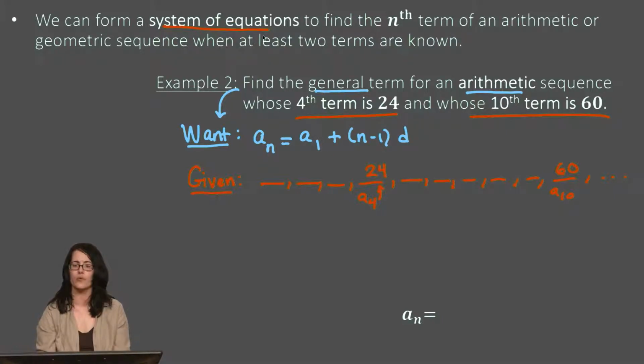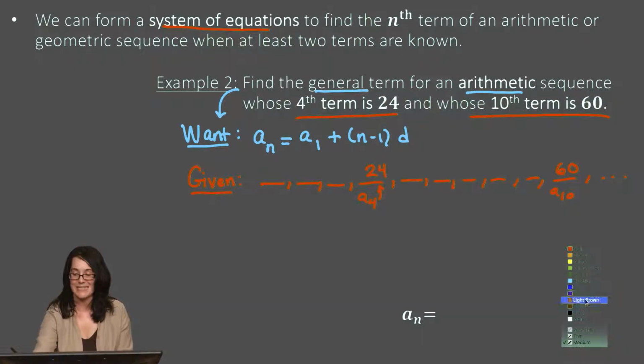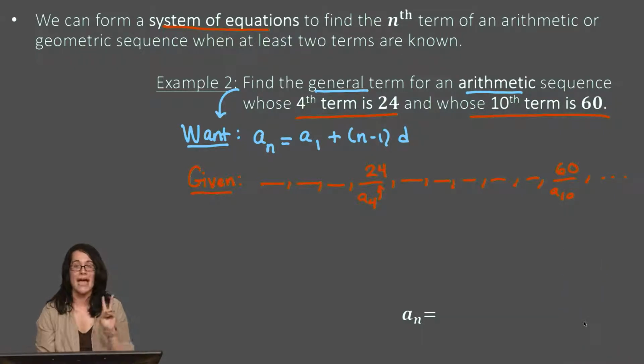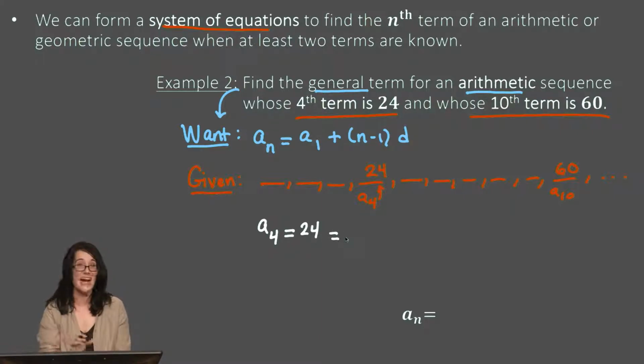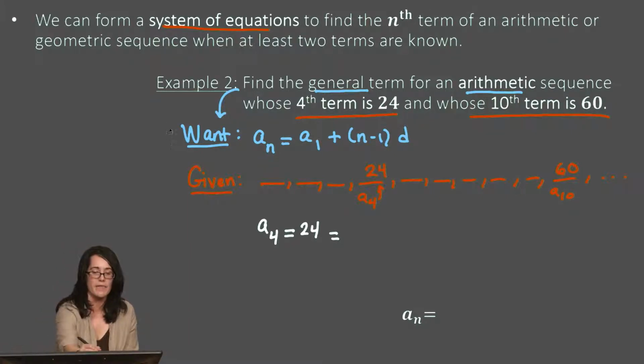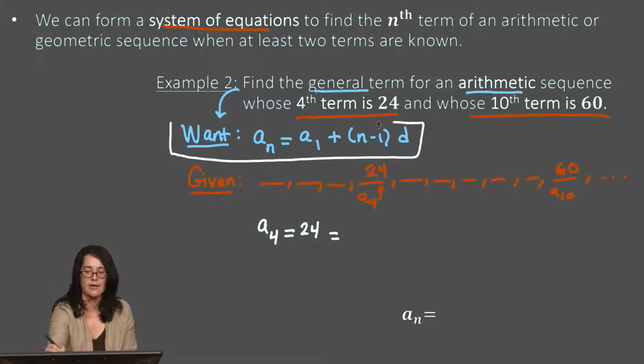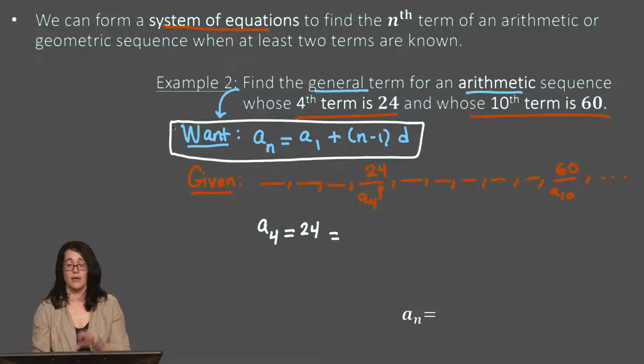Now, why in the world would I bring us back to that knowledge from our previous video series? The reason is, in this particular situation, we have 2 knowns given to us. Let me show you what I mean. We know that a sub 4 equals 24. But we also know what type of term this is. This comes from an arithmetic sequence. And we just wrote above that in general, arithmetic terms behave a certain way. You can get to them by looking at the first term and adding one fewer copy than your term number of your common difference, d.